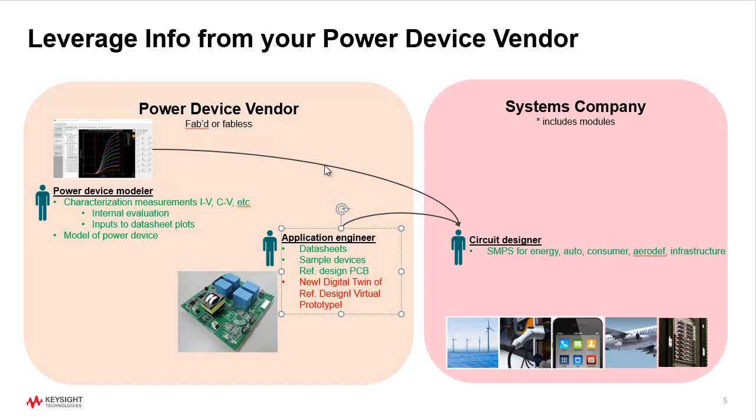So they're providing device models from the power device modeler. They'll take IV measurements and CV measurements, not just for internal evaluation, but also as input to the datasheet plots. And the application engineer at your power device vendor will give you datasheet sample devices and the reference design PCB, which is already pretty close to what you want to build. It needs a few changes, but it's kind of debugged already for you. And this is a physical prototype. You can think of it as a physical prototype.